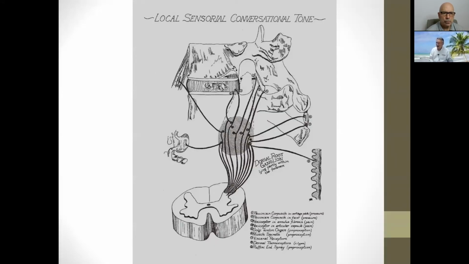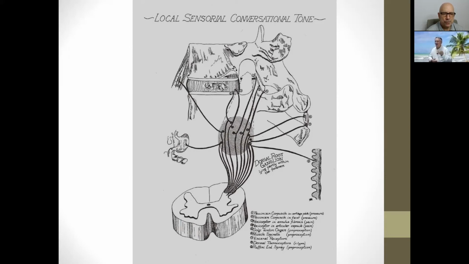So again, going back to deafferentation, we can look at what one author called local sensorial conversational tone. Wow. And I love that term because it's the two-way communication. Right. It's the afferent and the efferent. It's the dance between brain cell and tissue cell. And they're saying, in order for things to be working, we need local sensorial conversational tone.